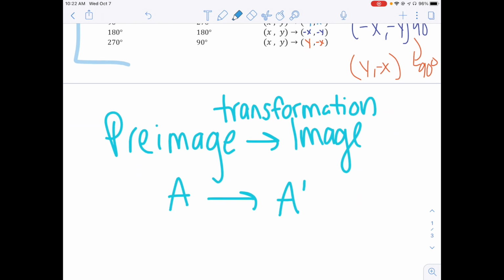All right, so the last thing I want to touch on is our notation. We talked about this briefly when we looked at translations. If we start with a pre-image, we apply our transformation, we then have an image. The way that you show that in terms of coordinates is with prime notation. If I start with point A, apply my transformation, my new point is A prime. That's A with the apostrophe. All right, so make sure you write these down.